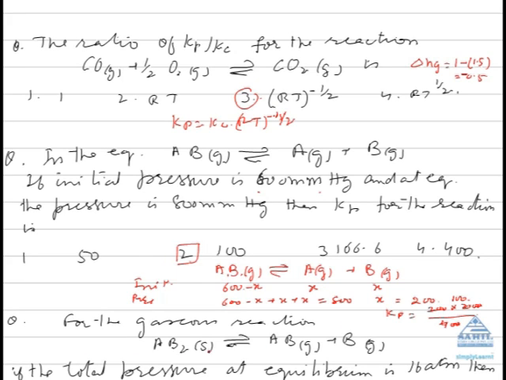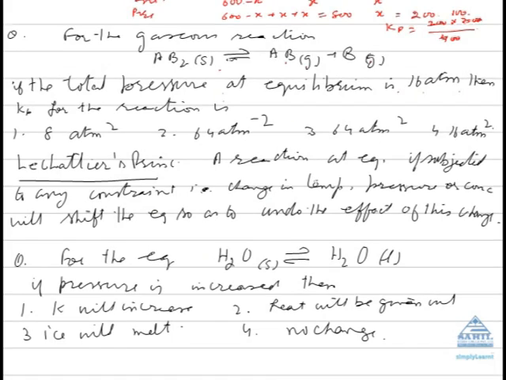For the gaseous reaction, AB2 solid giving you AB gas plus B gas, if total pressure at equilibrium is 16 atmosphere, then Kp for the reaction is. For such questions, you see, on the reactant side there is no gas, means initially there was no pressure. Now when the reaction has taken place, 1 mole of AB and 1 mole of B has formed.